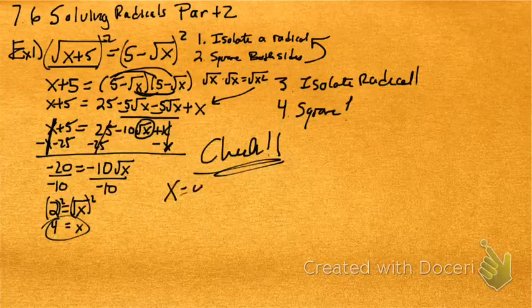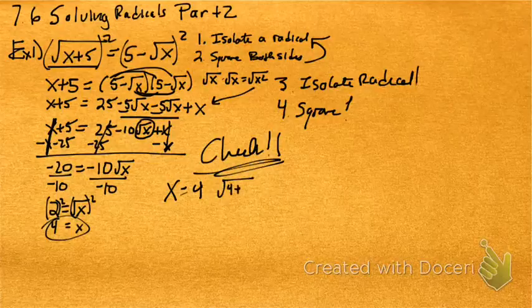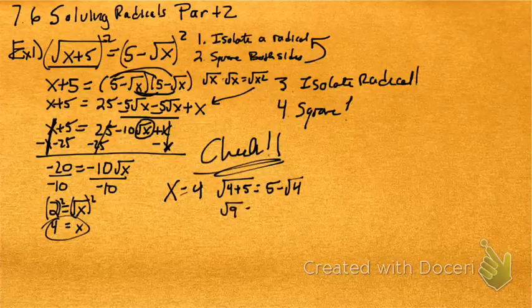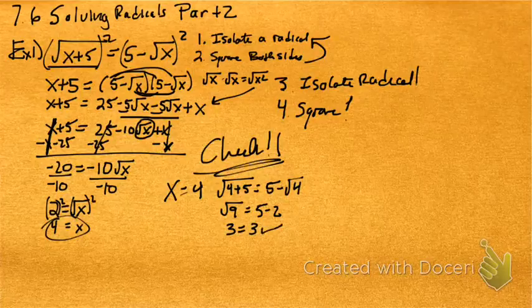If we plug in 4 for x in the original problem, always, we're going to have the square root of 4 plus 5 equals 5 minus the square root of 4. Well, the square root of 4 plus 5 is the square root of 9. And this side is going to be 5 minus 2. So I get 3 equals 3. And we've just verified that 4 is the solution.